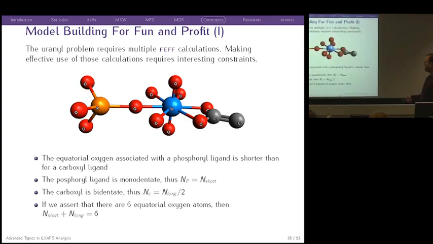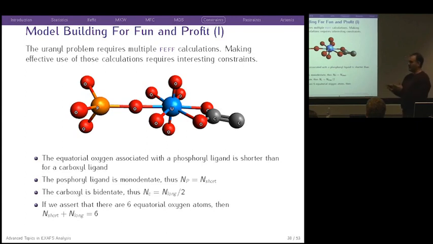The phosphoryl ligand is monodentate. Oh, wait, I need to tell you one other thing. These equatorial oxygen atoms aren't necessarily the same length. The oxygen atom that is monodentate with the phosphorus atom is shorter by a considerable amount, somewhere between 0.05 and 0.1. So this oxygen atom is at a considerably shorter distance than this oxygen atom. Enough shorter that you can start to tell them apart in a typical XAFS analysis.